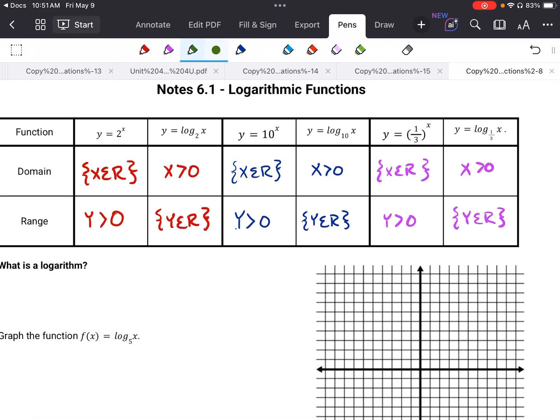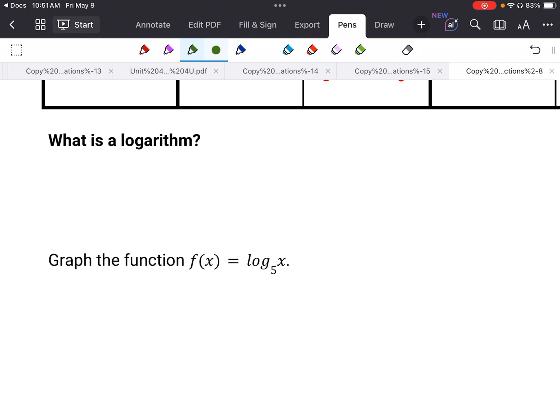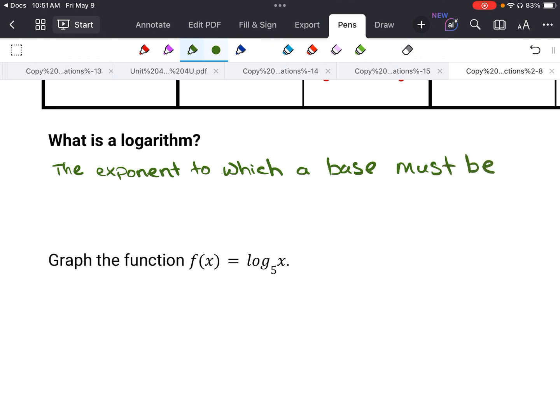So what is a logarithm? A logarithm is finding the exponent to which a base must be raised to yield a given answer.